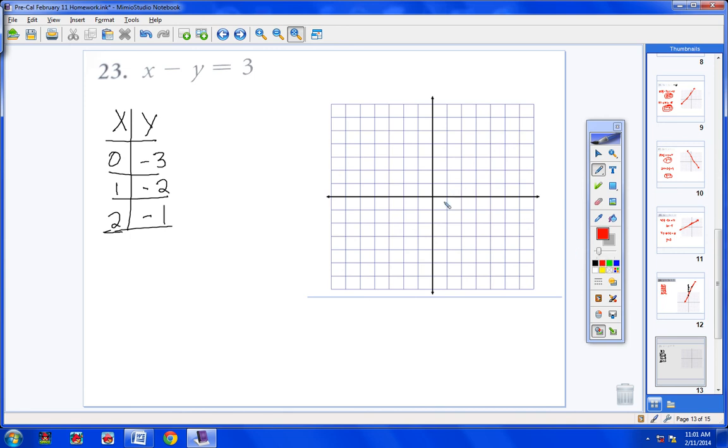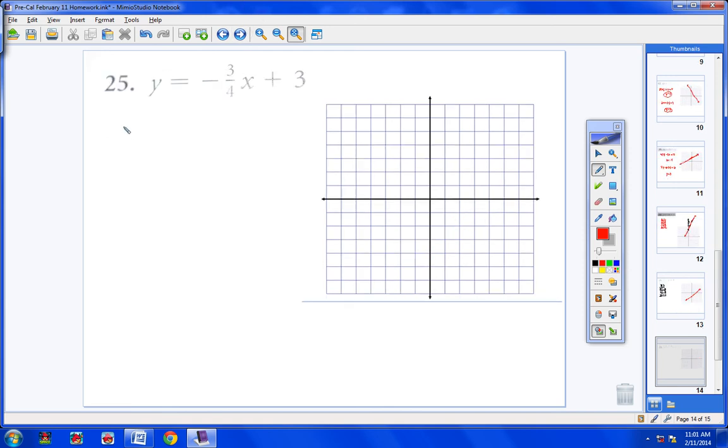So my first ordered pair is 0, -3. My next ordered pair is 1, -2. And my next ordered pair is 2, -1. And there we go. That is the line I get when I plot those 3 points. Okay, one more problem and we are finished. So not a very difficult assignment in my opinion. And I'm not sure why I put that extra space there.